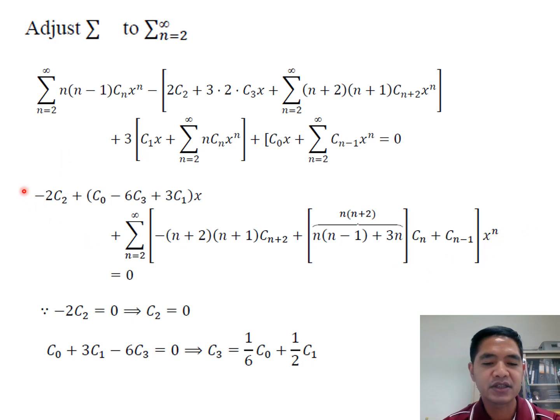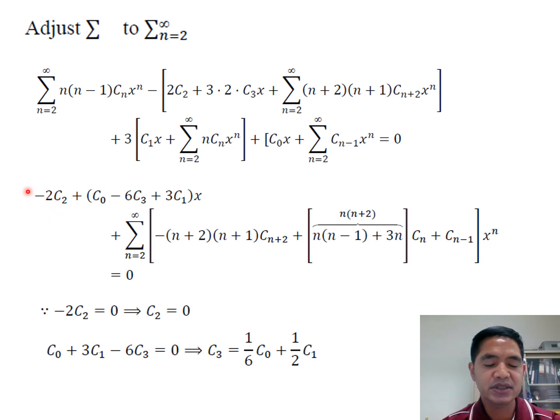Okay, and for the terms without the summation form, you write down starting from the lowest first. This is minus 2 c2, there's no x here. Okay, and the second term is c0 minus 6 c3 plus 3 c1 times x. This combines all the x terms together. That's this term, right? And also this one. Okay, and next you solve to get the solution. Okay, look at this one first.